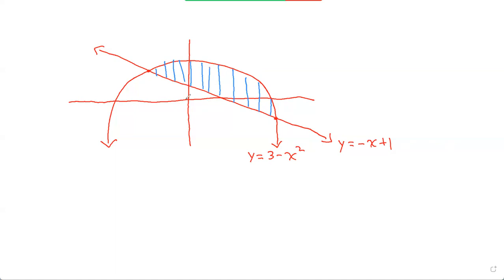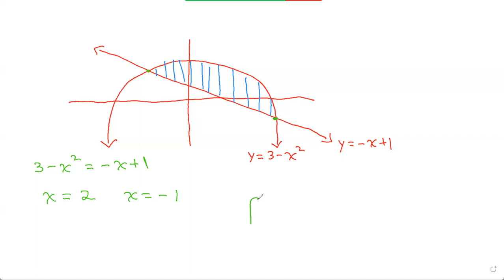So what can we do? How do we first find the bounds? That is our first step. We have to find this value and this value. We can see that those are the values where the graphs intersect. Hence, we equate our two equations. So 3 minus x squared is equal to negative x plus 1. If we solve this out, we get x is equal to 2 and x is equal to minus 1. These are our two points where they intersect, which are our two bounds.